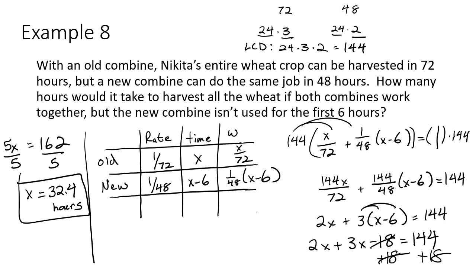You can always double check your answer, of course, by plugging it back into the original equation that you set up for work. You could even, if you want to get fancy, plug x into the work done column to figure out what portion of the job each combine did. So if you did 32.4 divided by 72, that would give you 0.45. Even though it was working longer, the old combine ended up doing 45% of the job. Whereas if you plug it into the bottom one, 32.4 minus 6 divided by 48, that would give you 0.55. So the new combine ended up doing 55% of the total job.